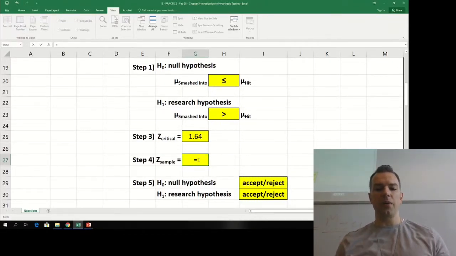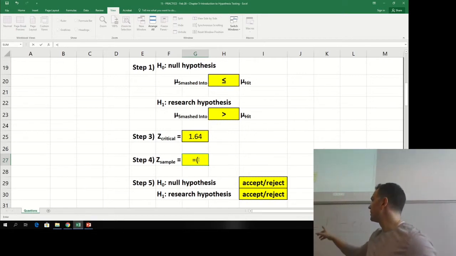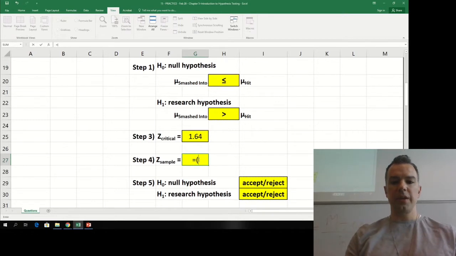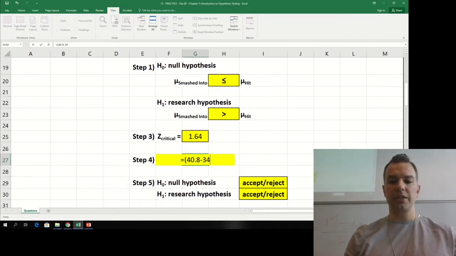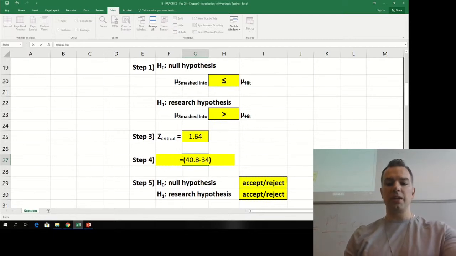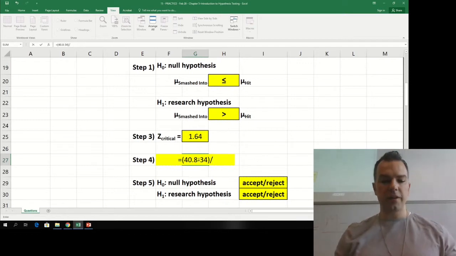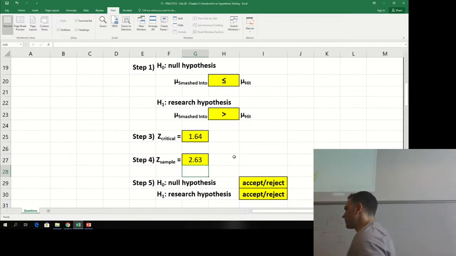So we do our formula, open up the parentheses so that we know we do this top part first. So our sample mean is 40.8. Subtracted from that, our comparison distribution mean of 34, and all of that divided by 2.59. We hit enter, and we get a sample z-score of 2.63.